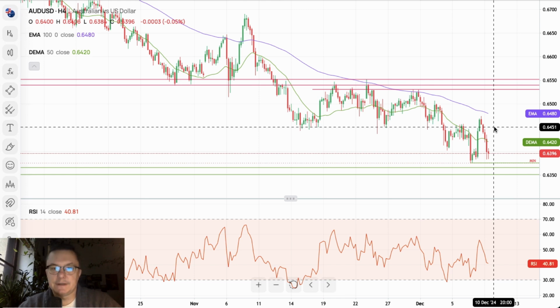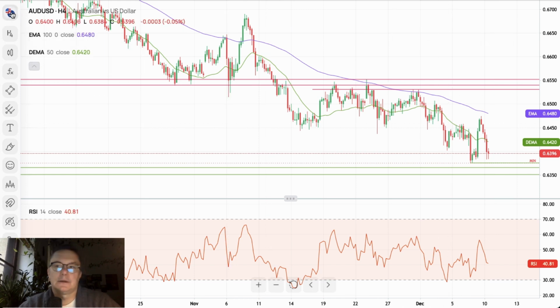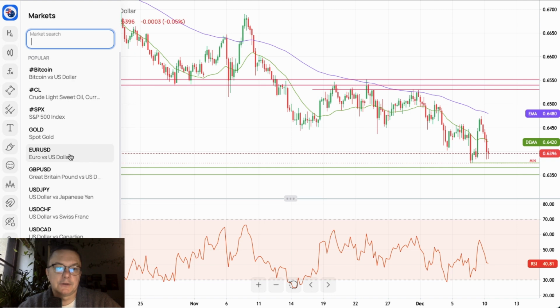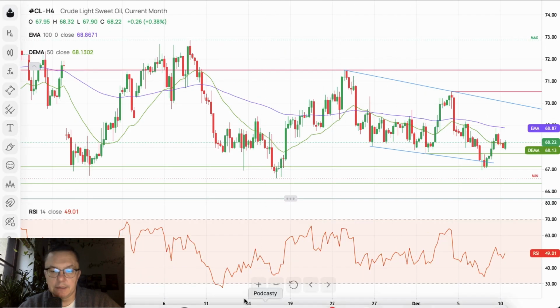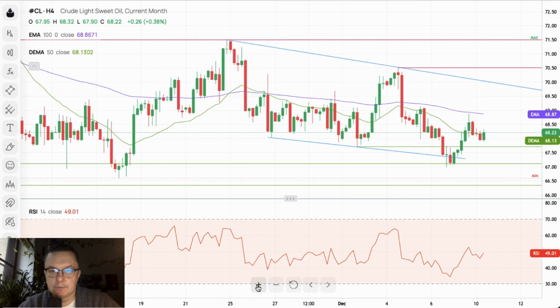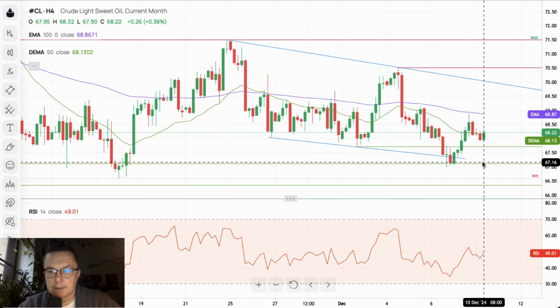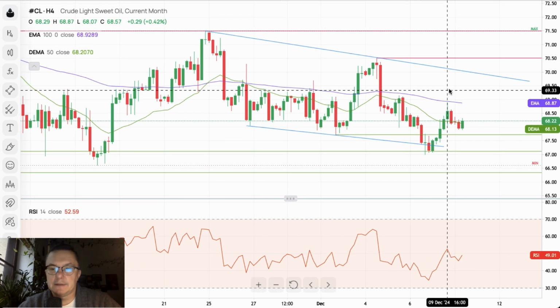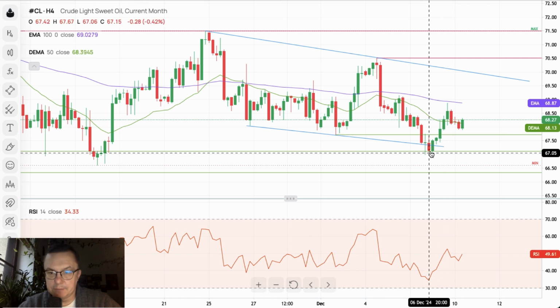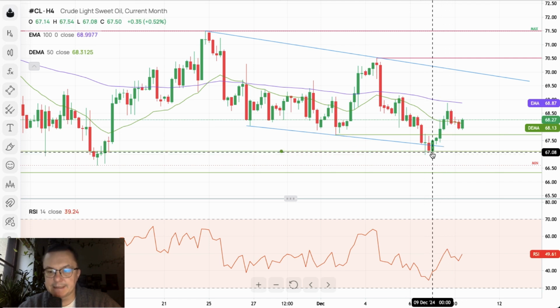So no changes here. Outlook remains bearish for the Australian dollar, because we got the data from the oil market. Let's take a look at the oil again. What we have here is very typical oil behavior when it's under pressure. Just a little bit of a bounce started yesterday, December 9th.